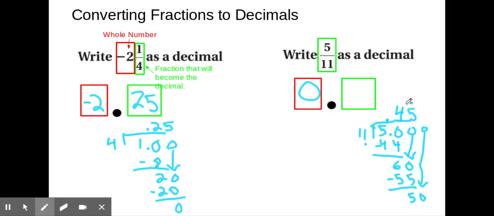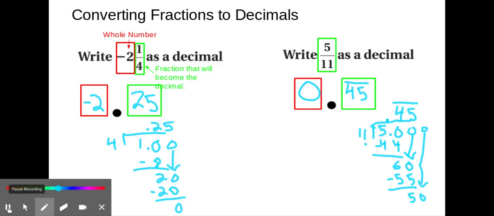And I show that by putting a line over the pattern that repeats, in this case, the 4 and the 5. So my answer will be 0.45 repeated. Okay, we'll put a line above it to show that it is a repeating decimal. Okay, great.